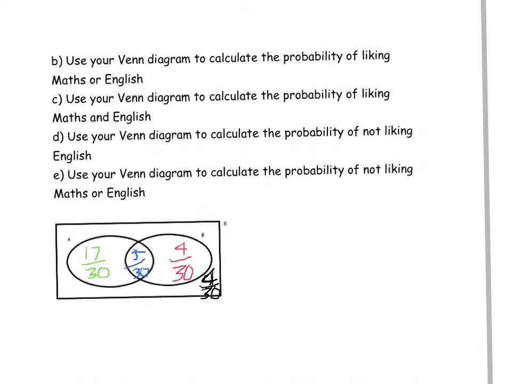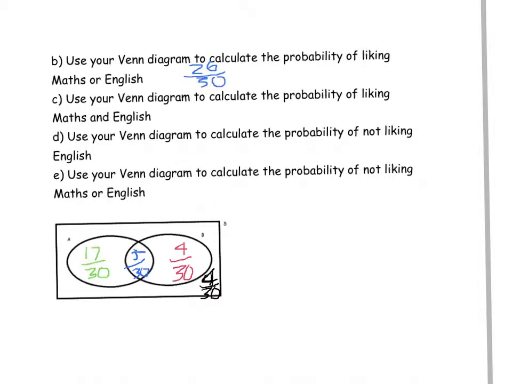So firstly, question B. It says, use your Venn diagram to calculate the probability of liking maths or English. So, maths or English is it could be A for maths, the B bit for English, and it could be the combined bits in the middle. So we need to add those 3 together. So 17 add 4 is 21, add 5 is 26 out of a possible 30.